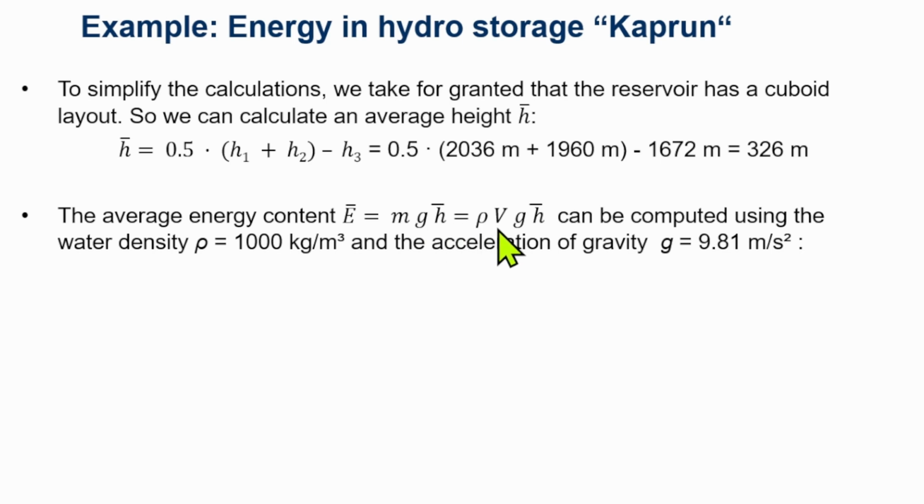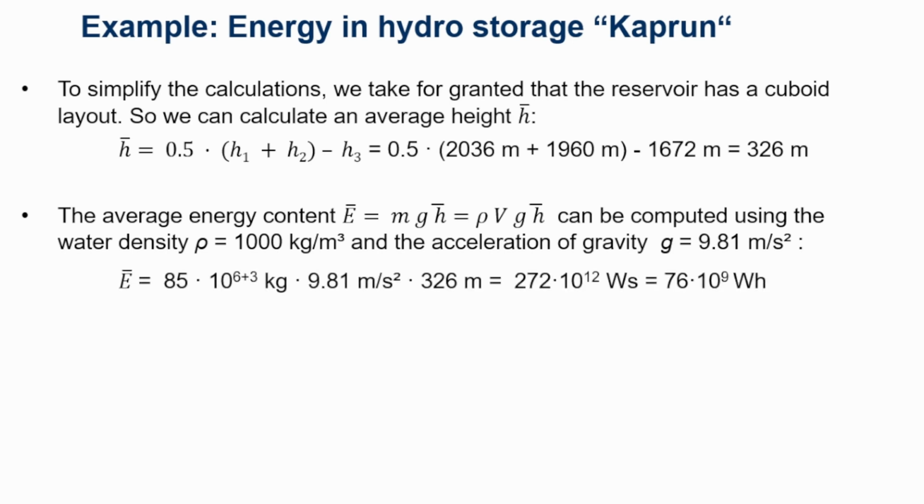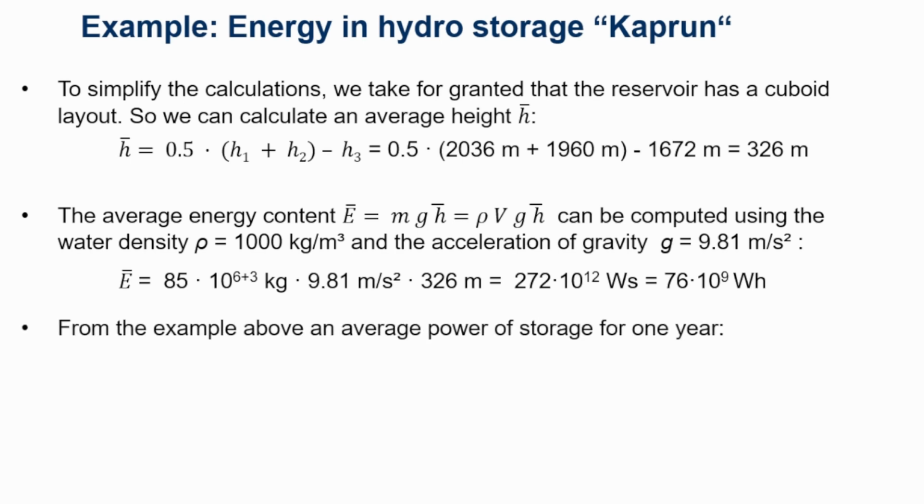The average energy content E dash is m times g times h dash, and that is rho, the density, times the volume times g times h dash. We use the water density of 1000 kilograms per cubic meter and the acceleration of gravity of 9.81 meters per second squared. So we have 85 times 10 to the power of 6 plus 3 kilograms times 9.81 meters per second squared times the average height of 326 meters, and that is 272 times 10 to the power of 12 watt seconds, or if we calculate it in watt hours, that is 76 times 10 to the power of 9 watt hours.